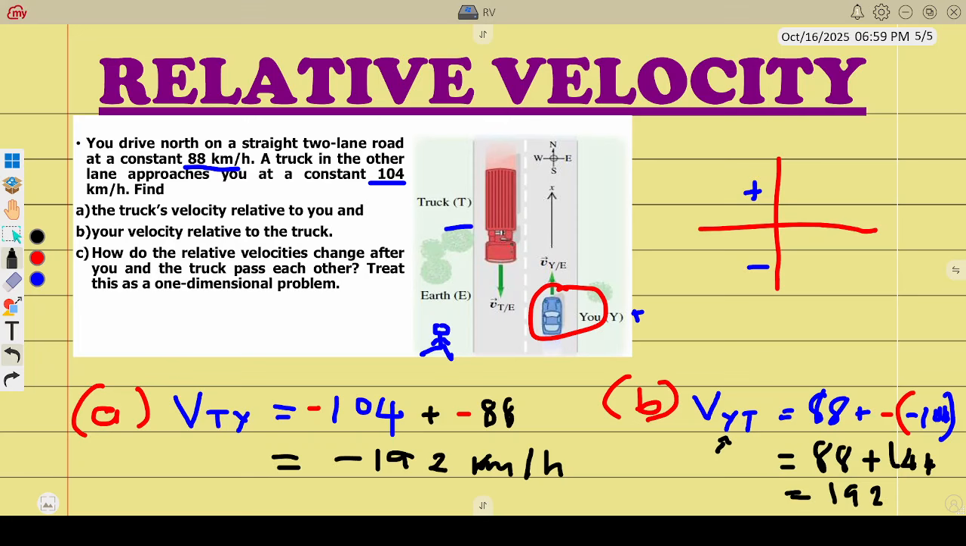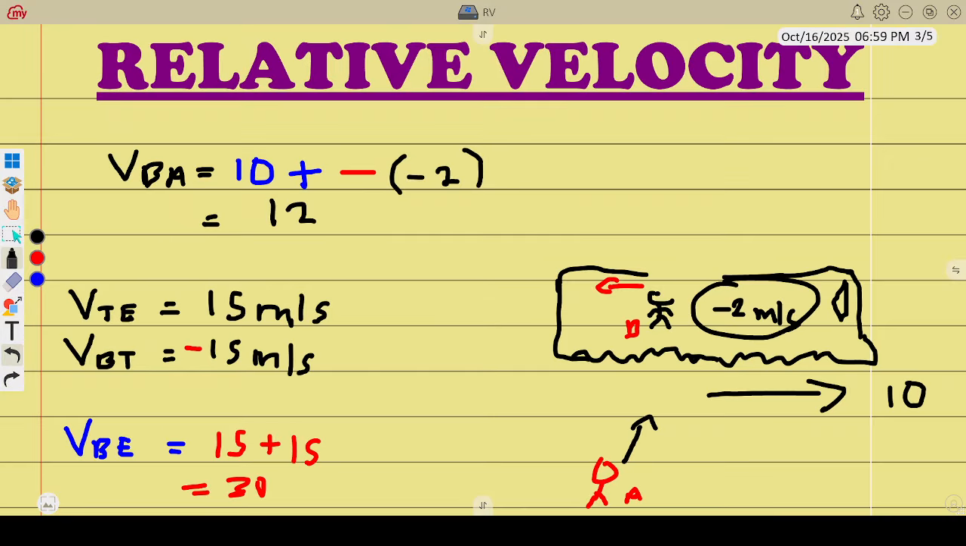Yeah, so that's how you go about relative velocity. Like I said, it will just take practice. It will take you practicing. We'll even do some more examples.